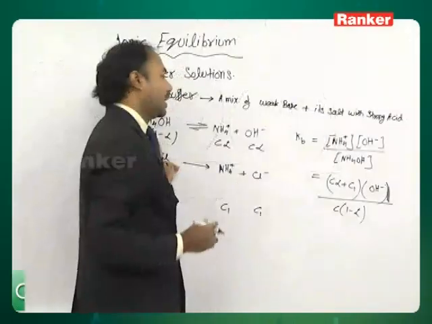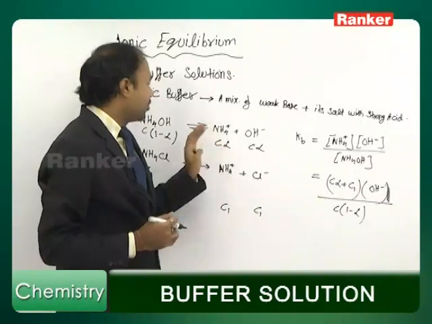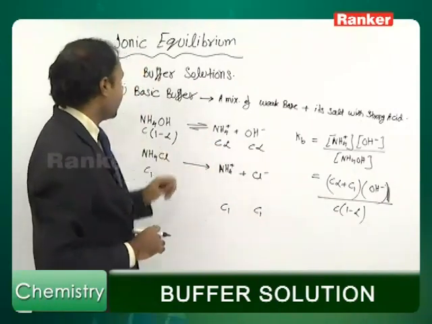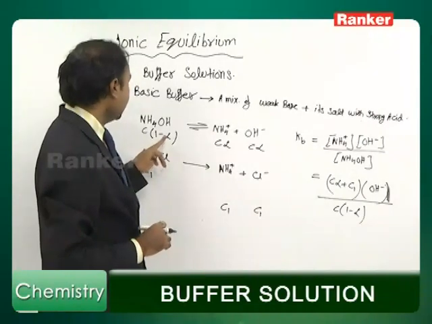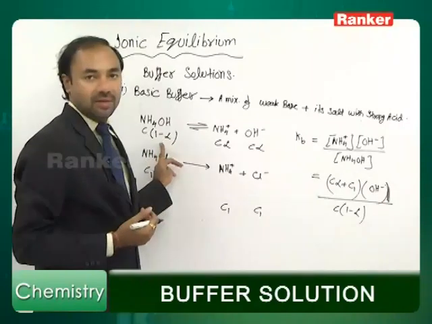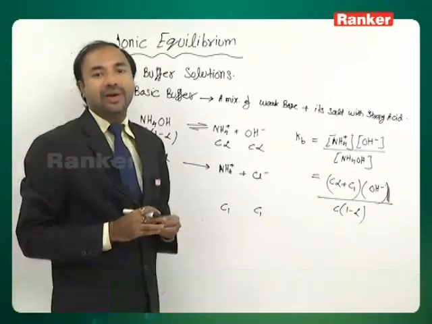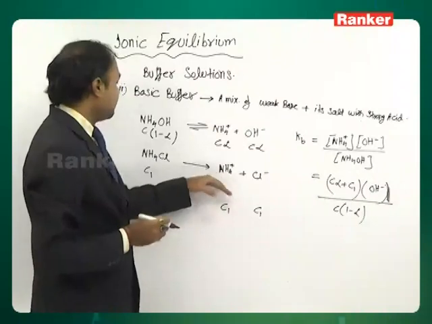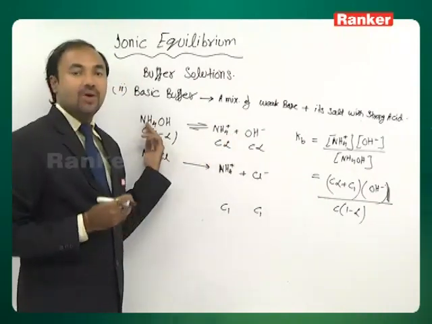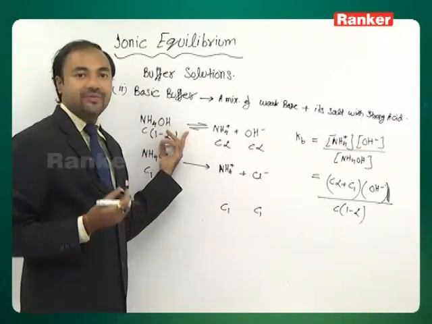Now, again see, we are going to take some valid approximations. One of the approximations here will be that alpha in this case will be negligible as compared to 1. The reason you can understand now very well. Why? Because in the presence of ammonium ion, this equilibrium might have shifted in the backward direction. Already ammonium hydroxide is a weak base.